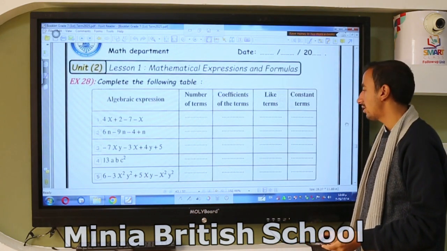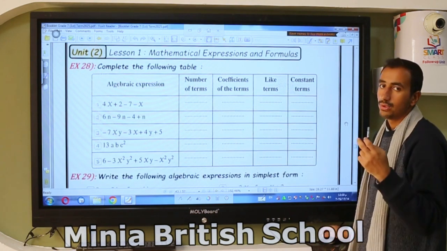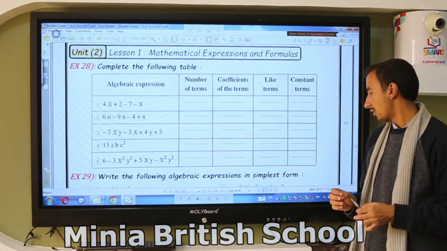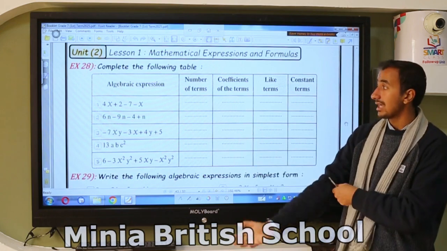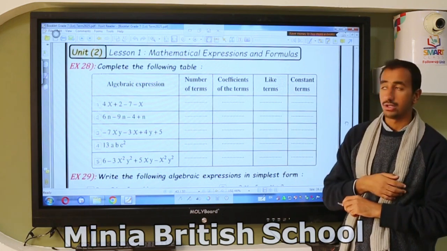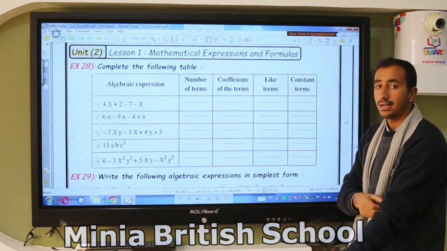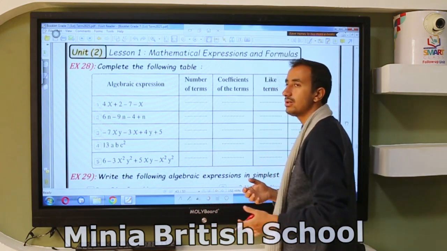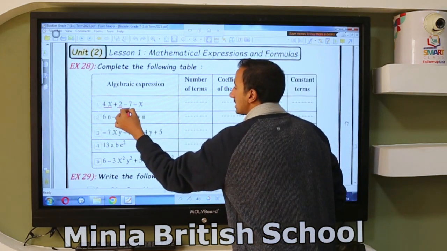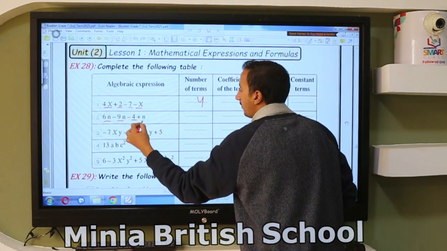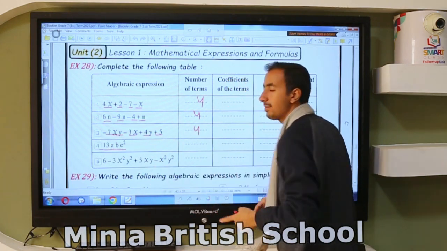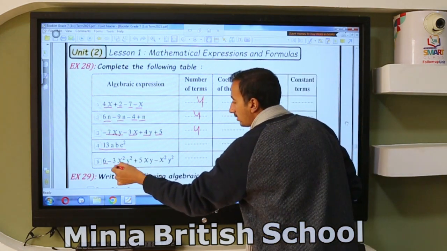Now let's start unit 2 in algebra. We have 2 lessons. Lesson 1 is mathematical expressions and formulas, and lesson 2 is linear equations. In mathematical expressions and formulas, we have number of terms, coefficient, like terms and constant. Let's remember what the number of terms is. Number of terms are the terms between addition and subtraction operations. Here 1, 2, 3, 4. Here 1, 2, 3, 4. Here all of them are only one term. Here 1, 2, 3, 4.